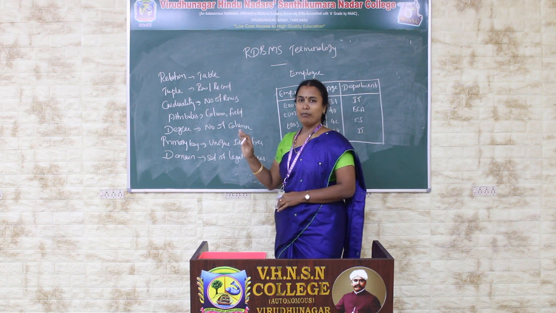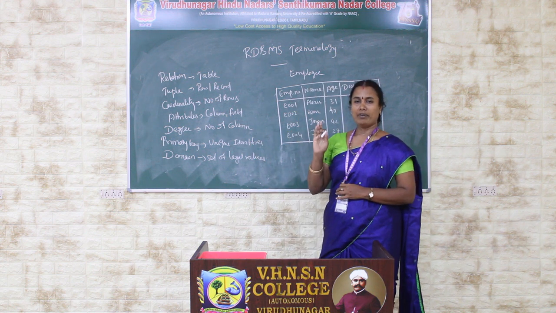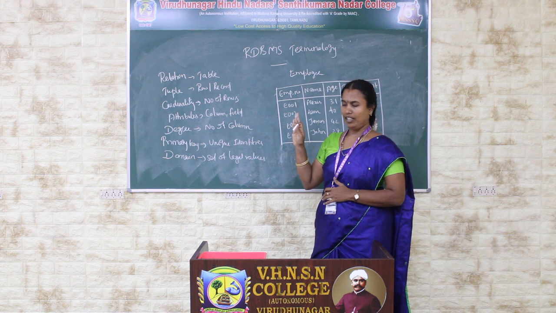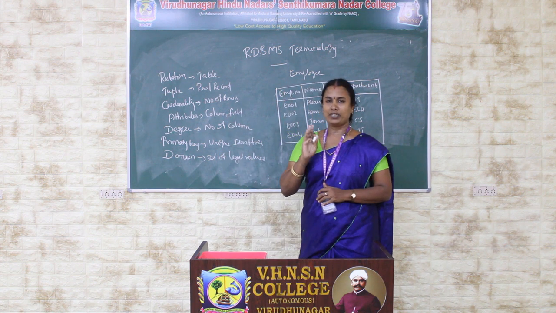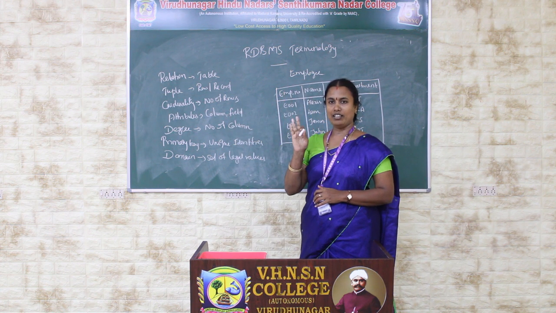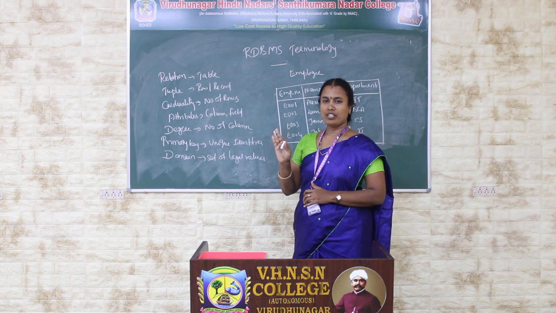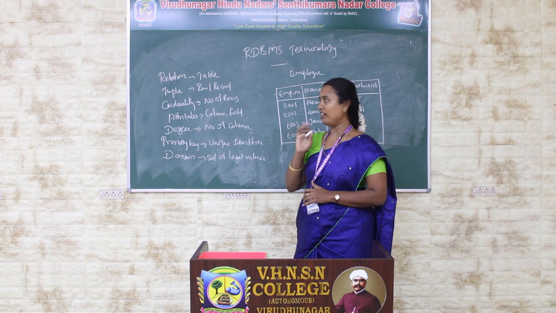Then tuple. What do you mean by tuple? Tuple is a row or record in a particular table. Then cardinality. What is cardinality? Cardinality specifies how many rows are in a particular table. The number of rows is mentioned by the name cardinality.